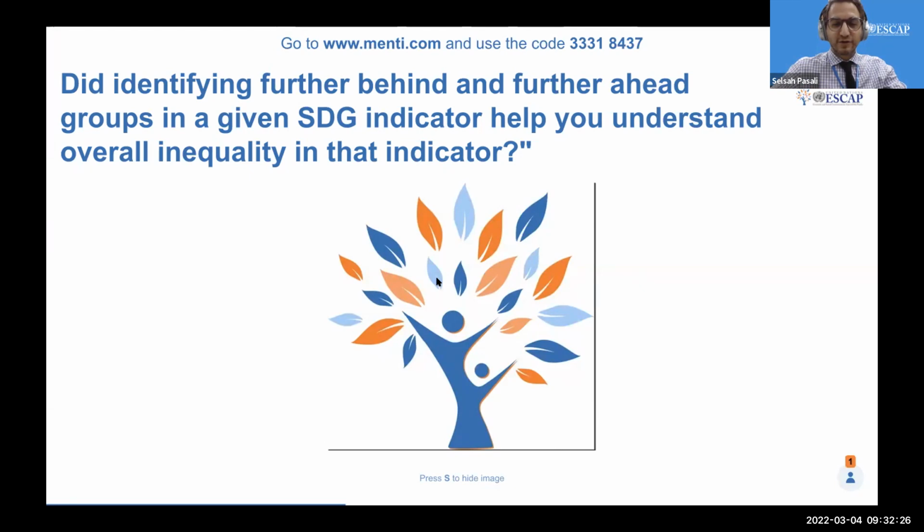This is also coming back to the question of why do we need the index? Just to understand if seeing furthest behind and furthest ahead, the two groups, would be sufficient for you to have an understanding of inequality in that indicator in Mongolia. So in a way, to see if yesterday's trees were sufficient from an inequality perspective. I see my colleagues shared the link to Mentimeter also. We have a few results so far. Maybe I can start showing.